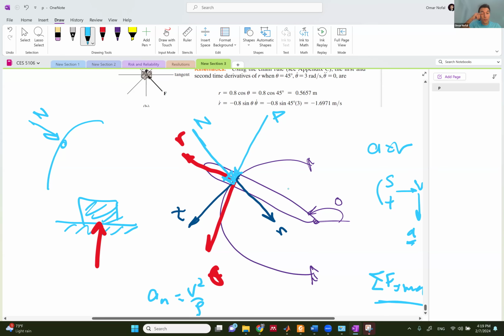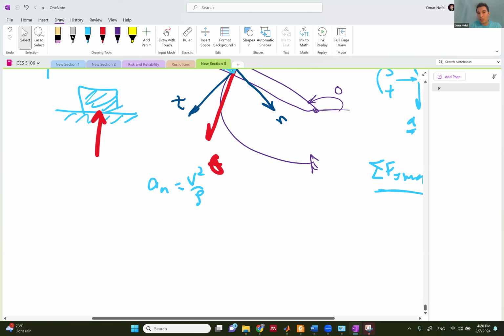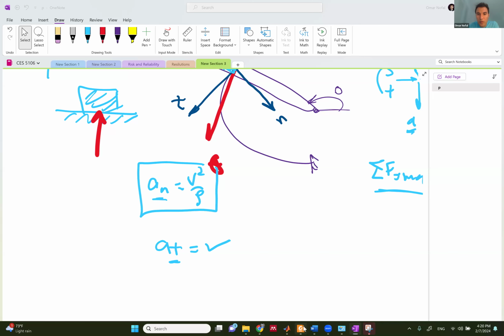Okay. And you need also to be able to distinguish between the normal acceleration and the tangent acceleration. The tangent acceleration is the rate at which a body is speeding up or slowing down, accelerating or decelerating. But normal doesn't have anything to do with the speeding up of a body. It always depends on the velocity of the body and the radius of curvature. All right. So does anybody have any question related to this problem?